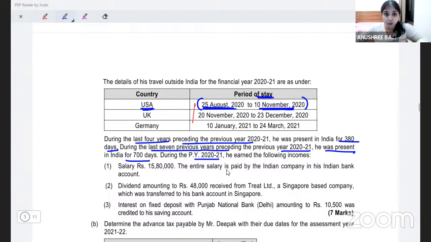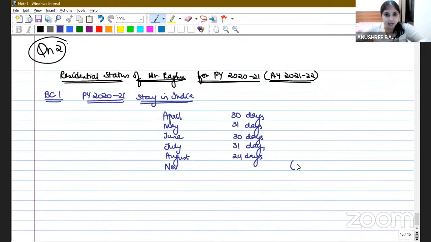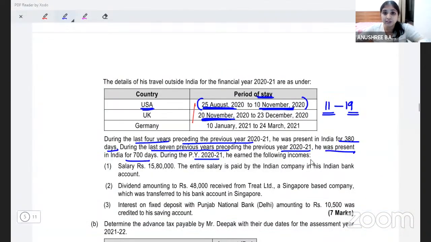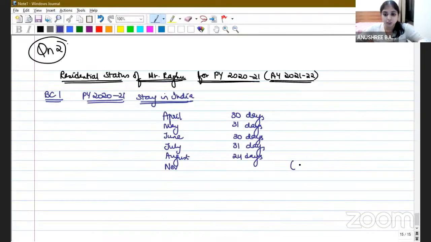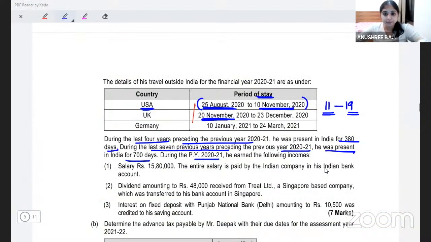And he's leaving for UK. 20th November, I will count as if he is in UK. So he is in India from 11 to 19, both days included. 10th, I will count as USA. 20th, I will count as UK. So in November, he is in India from 11th to 19th, both days included. So 19 minus 11 plus 1. Why plus 1? Because both days included.